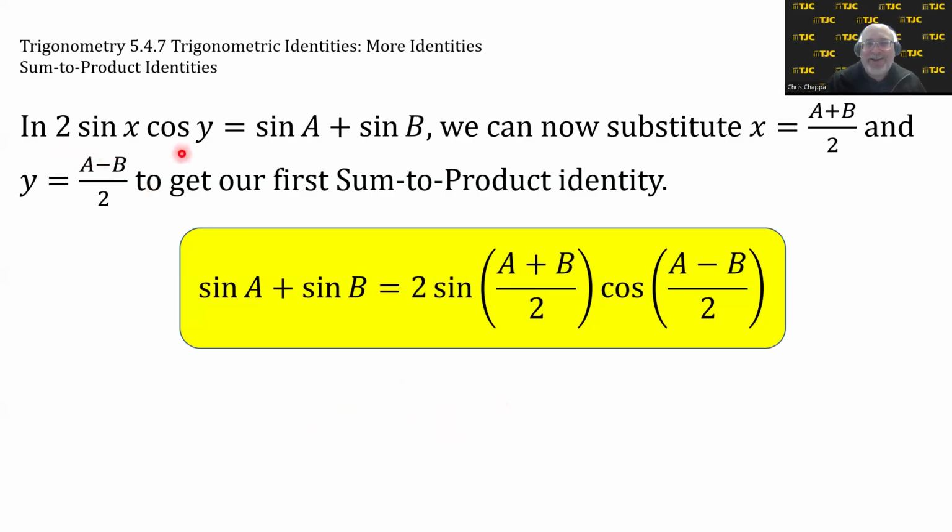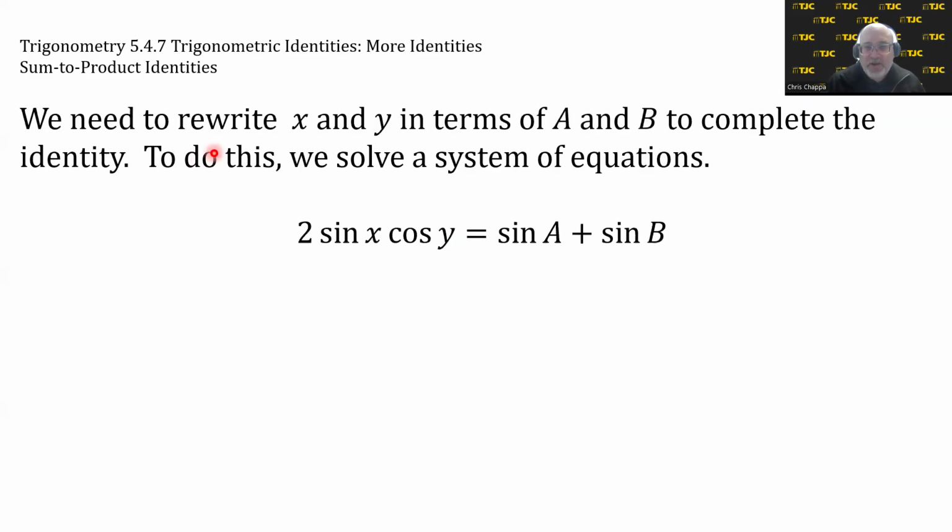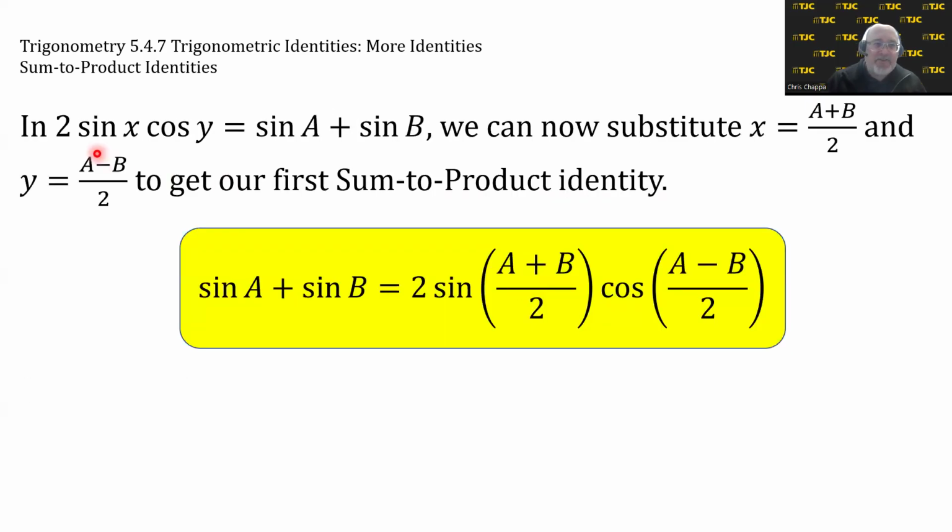Now, going back to our identity, which was here when we left it off, 2 sine of x cosine of y equals sine of A plus sine of B, we can now substitute x equals A plus B over 2 and y equals A minus B over 2 to get our first sum to product identity. Sine of A plus sine of B equals 2 times sine of A plus B over 2, because that's what x equaled in our system, times cosine of A minus B over 2, because that's what y was equal to in our system. First sum to product identity.